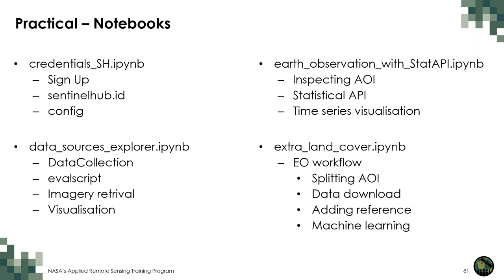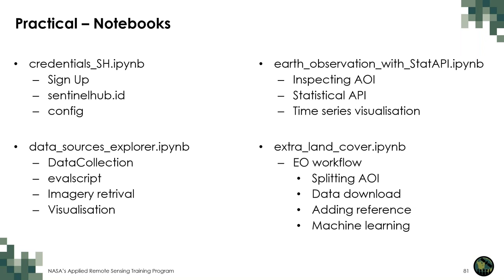We'll take a look at the eval script and see what changes can be made and how this affects our processing, together with an example of imagery retrieval and an example of a simple visualization. Going forward, we'll be taking a look at the Earth Observation with EO-Learn API. In particular, we'll take a look at a specific AOI area and how we can download the specific time series for the provided geometry, while also visualizing the time series that have been acquired.